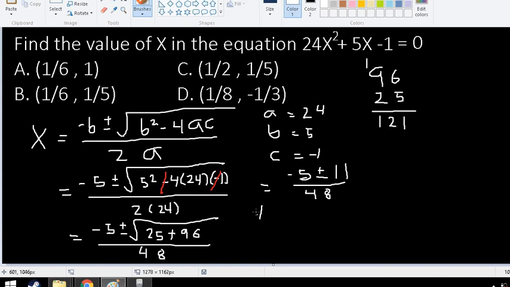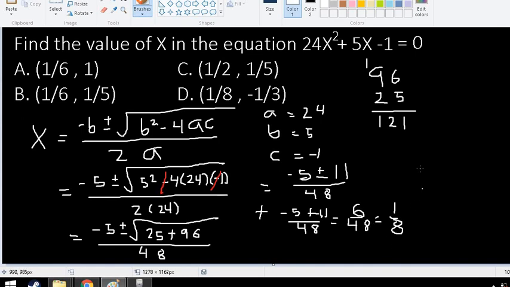Using the positive sign, we'll get negative 5 plus 11 all over 48. 11 minus 5 is 6. And you'll get 6 over 48. And we can still make this smaller. 6 over 48 is also 1 over 8.